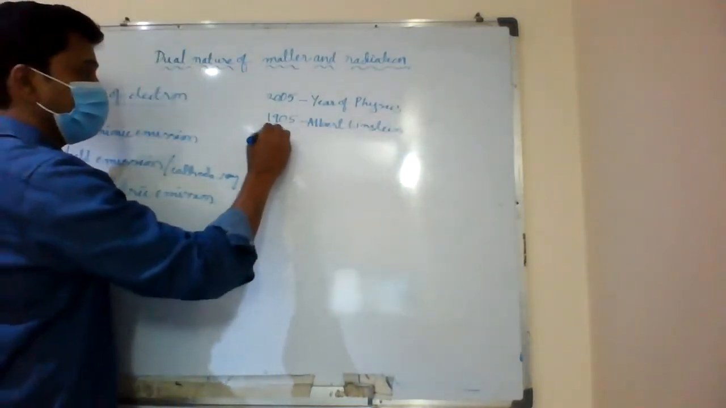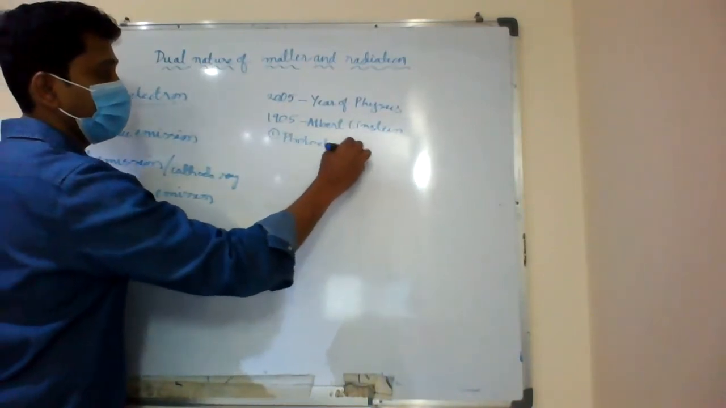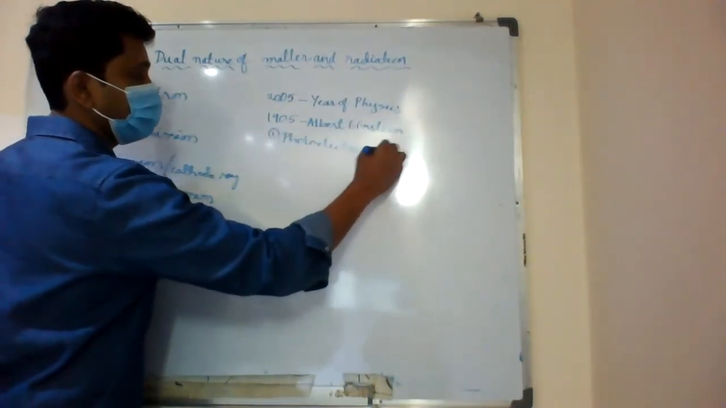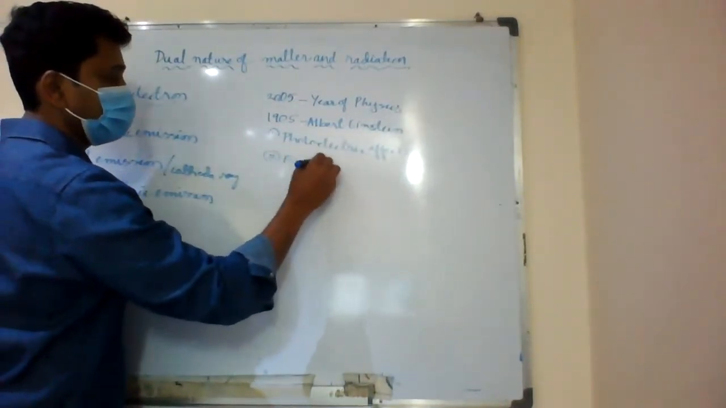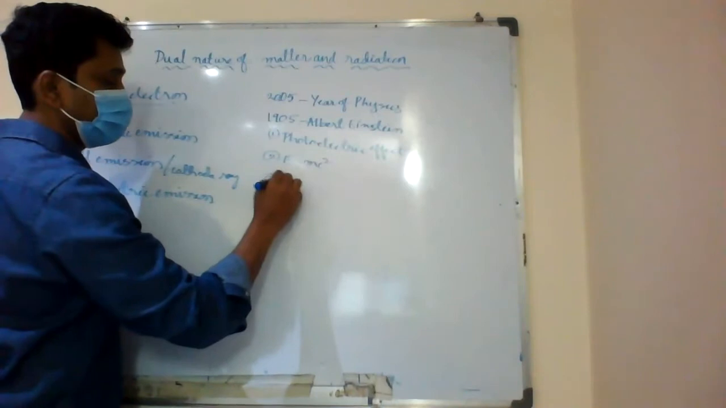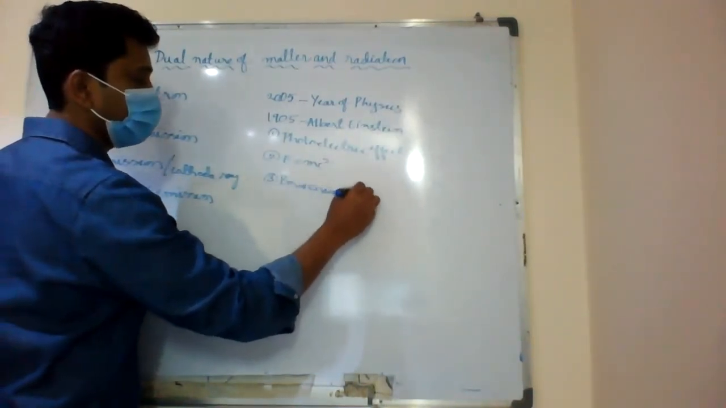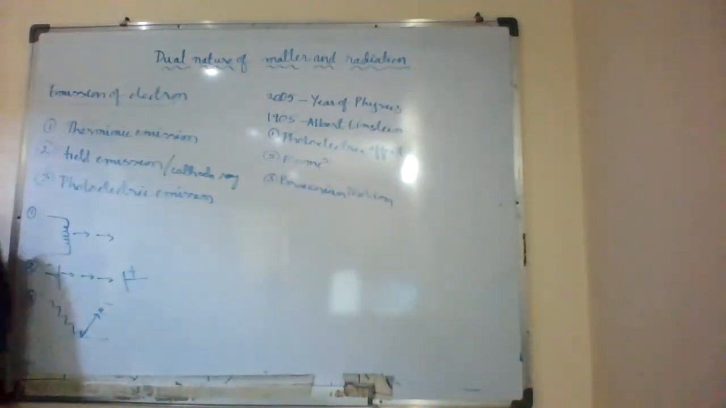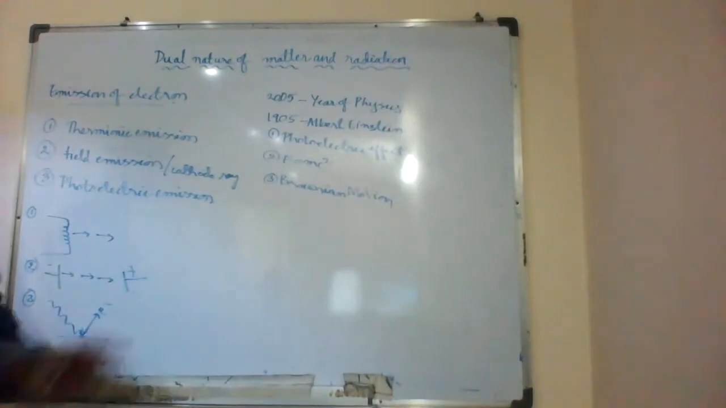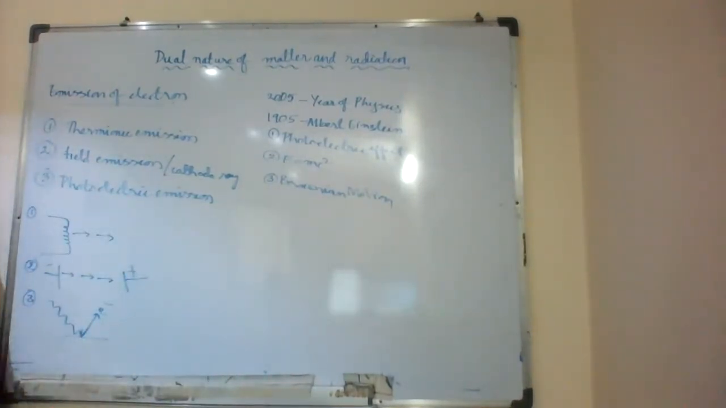Number one is about the photoelectric effect. The second one is E equals mc squared. The third one is Brownian motion. Somewhere you studied it in lower classes, right? It is not in our syllabus, we didn't study this. It's a very simple concept.